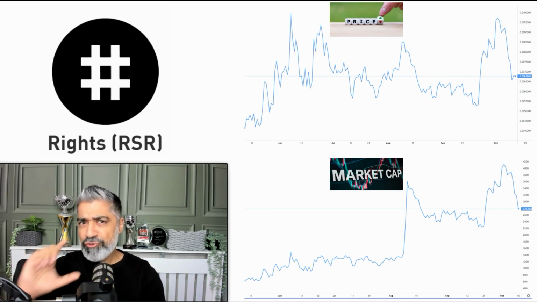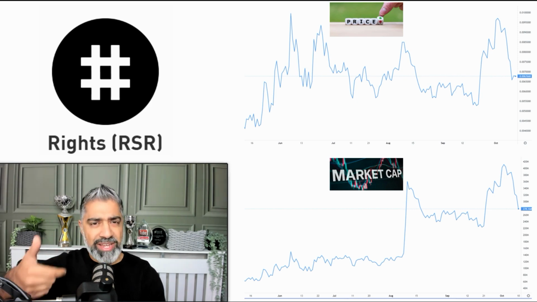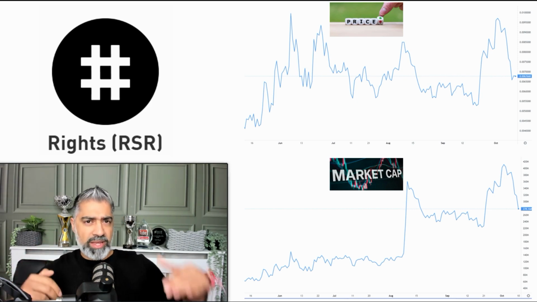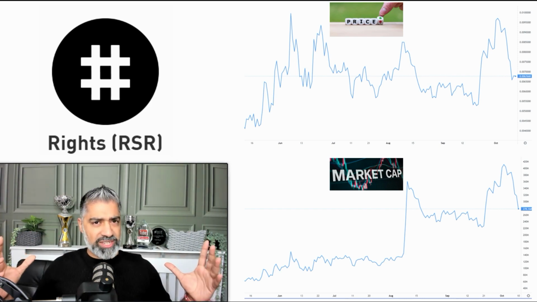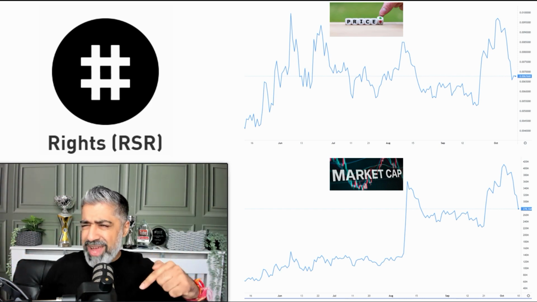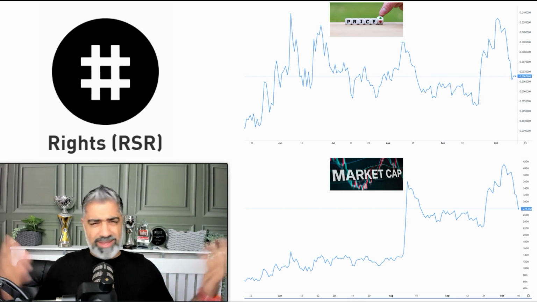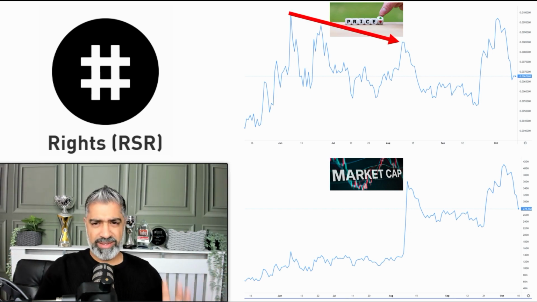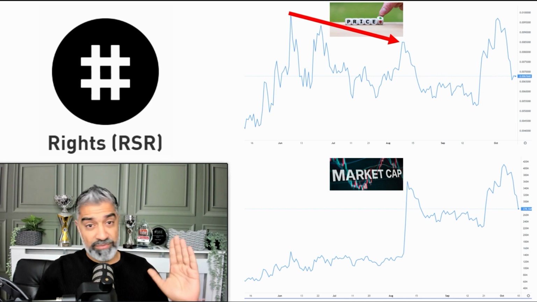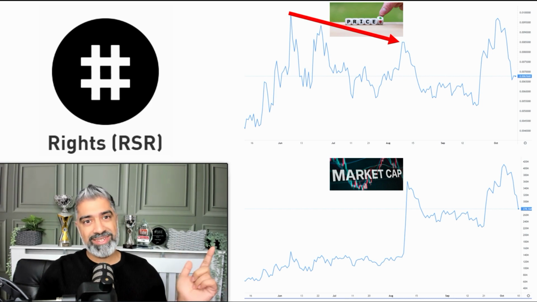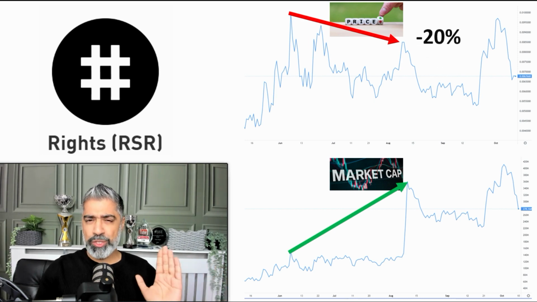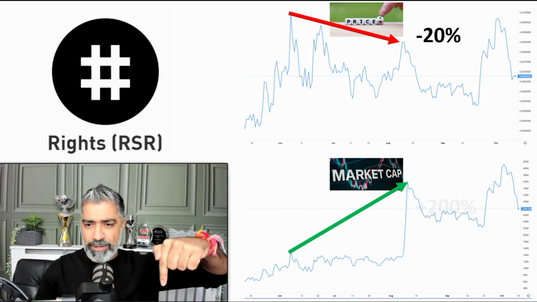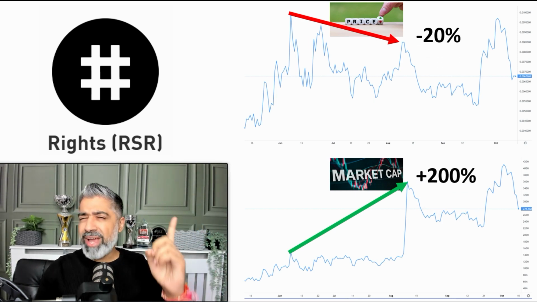Now, that is really, really important information as an investor if you're looking to make money. Because if the market cap is going up, it means the value of the project is going up. But if the price is going down, that means you're losing money. How can that be? So let's just look at this in an objective manner. Exact dates, price has gone down, but the market cap has gone up. So we're talking about a 20% difference, the price going down, but the market cap doubles.